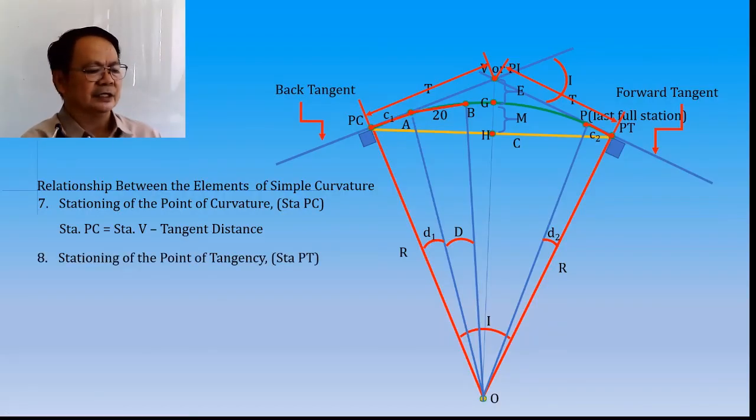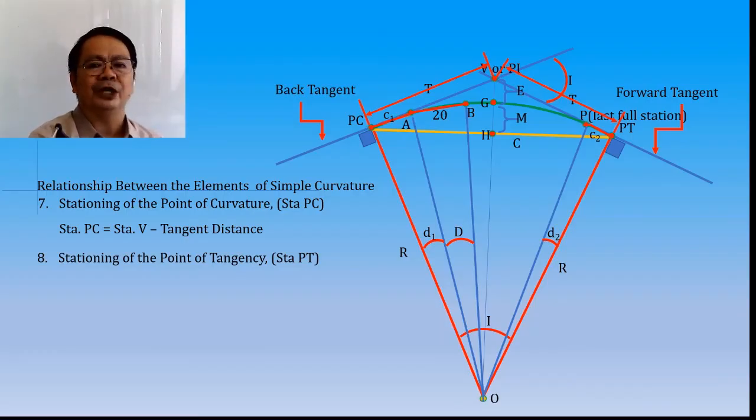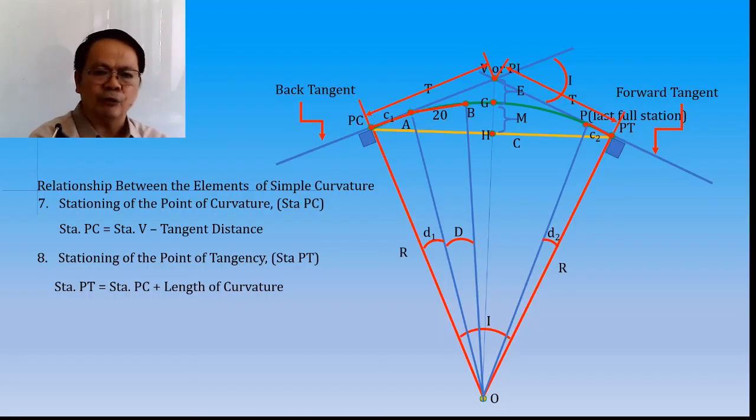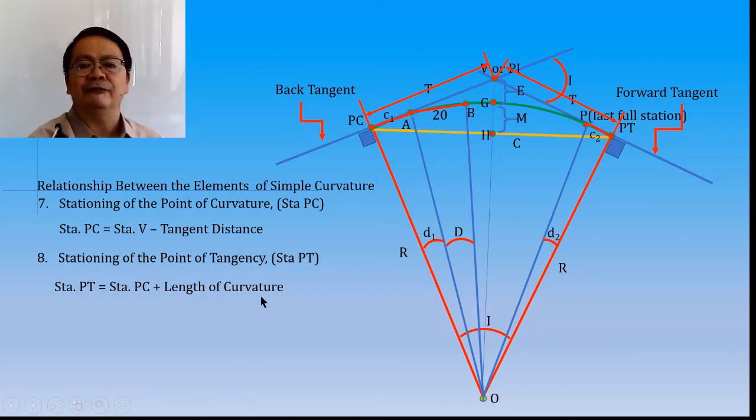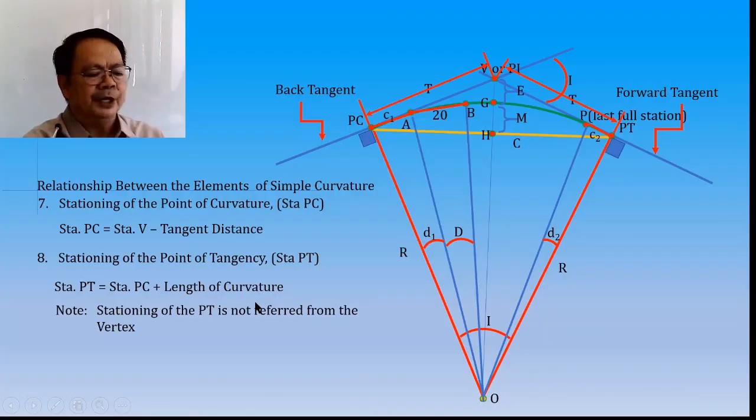What about the next? Stationing of the point of tangency, or station PT. Here, medyo meron akong ipapaunawang mabuti sa inyo. Station PT is equal to station of PC plus the length of the curvature. I'd like you to take note here that station PT is not referred from vertex. Hindi siya ginagamit, inire-refer mula sa vertex. Rather, it is taken from the PC by adding the length of the curvature.